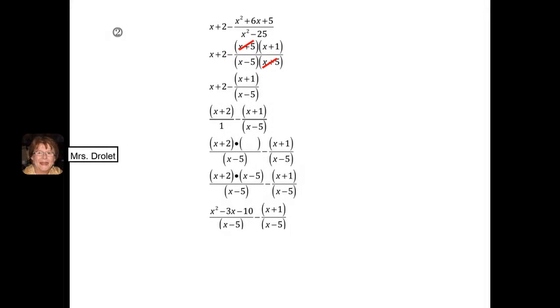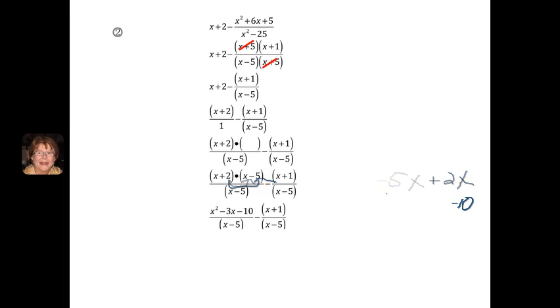After you've found your equivalent fractions, the next step is you focus on the numerator. You've got to simplify the numerator. You've got to use your rules of algebra. Notice, we've got a binomial times a binomial. You're going to FOIL. X times x is x squared. X times negative 5 is negative 5x. Positive 2 times x is positive 2x. And positive 2 times negative 5 is negative 10.